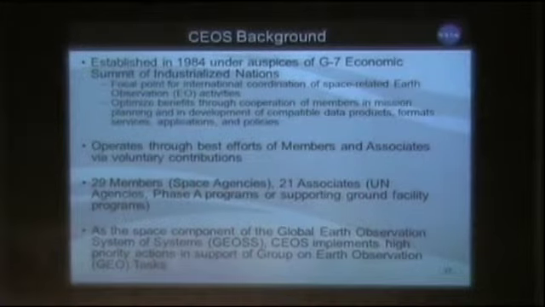So let me talk a little bit about CEOS. It was established in '84, as I said, under what was then the G7 Summit of Industrial Nations. The idea was for CEOS to be an organization which focused on coordination of space-related Earth-observing activities to optimize the benefits through cooperation. It's a strictly voluntary organization. Best efforts of members and associates. We have 29 space agencies as members, all the ones that you would think of and many that you don't. SANSA, the South African National Space Agency, is a full member, that's new, and we have 21 associates: UN agencies, different programs supporting ground facilities. And CEOS is the space coordination arm for the GEO system of systems and for GEO.